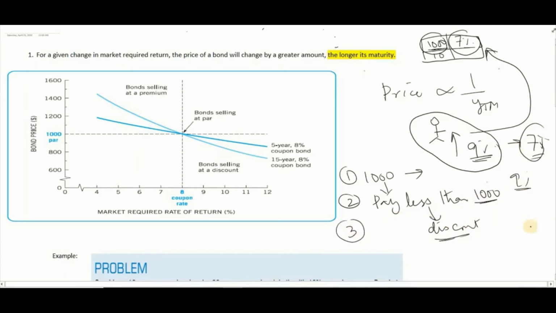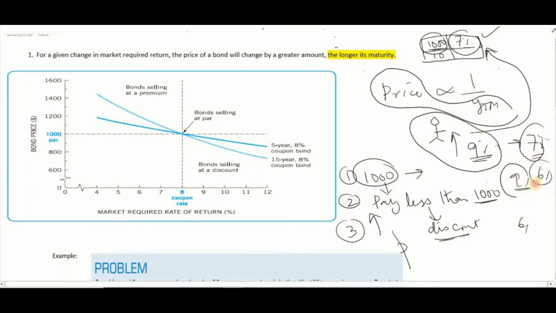And if it is 6%, like in our previous case, you can even pay more, because if you invest in the market you will get 6%, but this is going to give you 7%. You will even be willing to pay more than 1,000, right? So it means there is an inverse relationship between the yield or the market interest rate and the price.